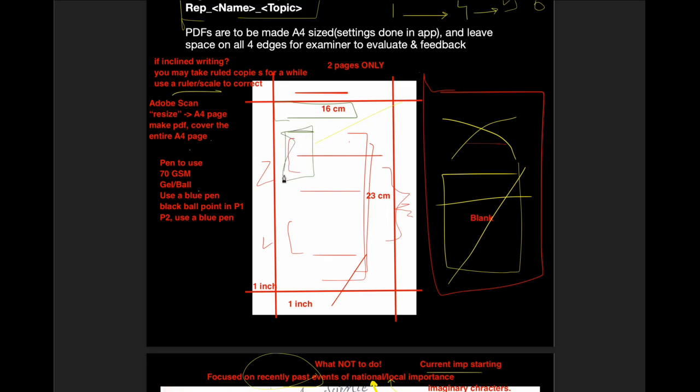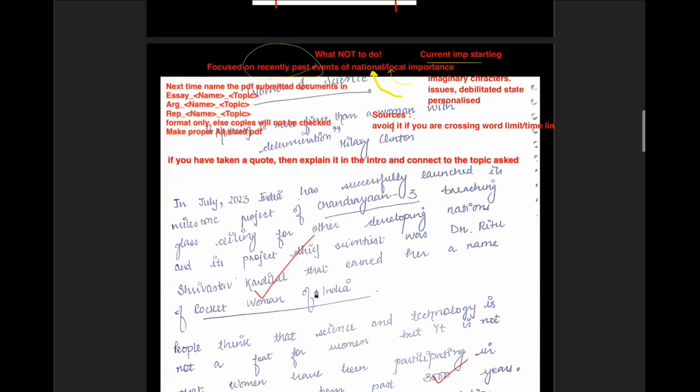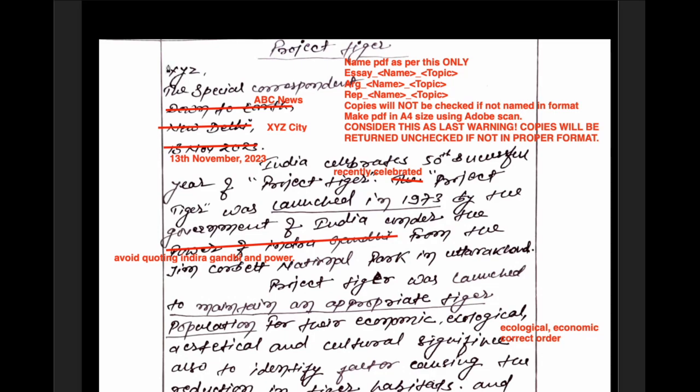So the first 3-4 lines you will leave for the starting format, and then you can start your essay, start your report. So now, first things: XYZ, the special correspondent, ABC News, XYZ City, your date. Now, please understand this very carefully, mug it up. If you want to write special correspondent, it is okay. If you don't want, it is completely fine by me. No one cares if you're writing special correspondent.